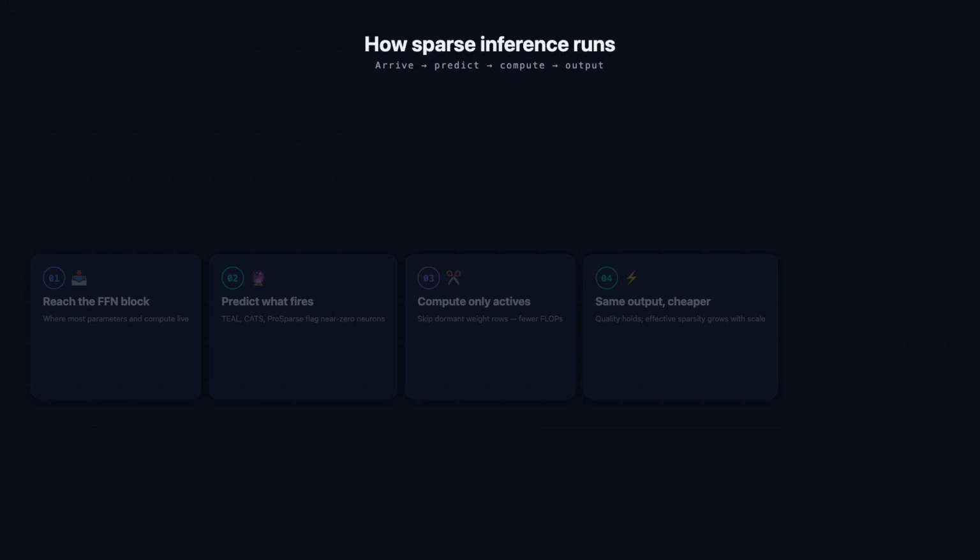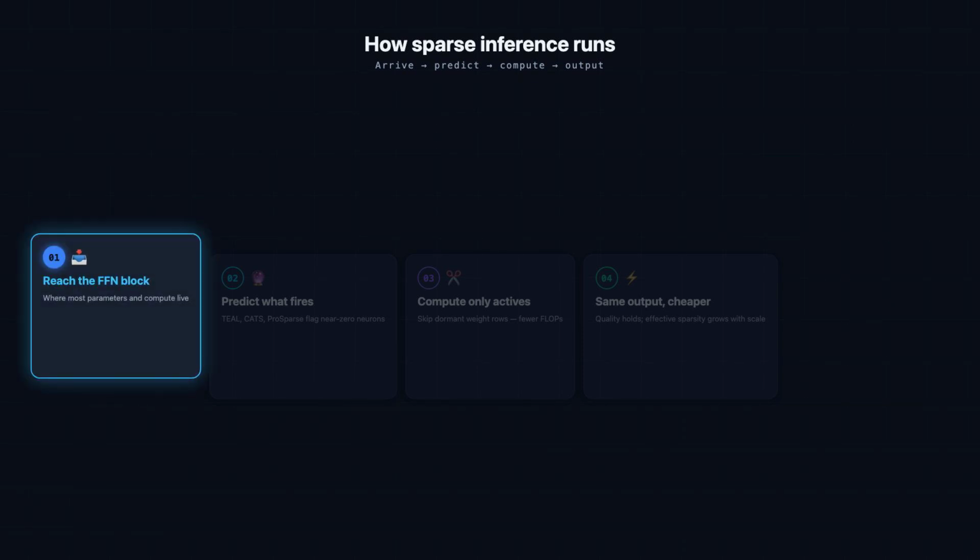So how do we actually turn that idea into faster inference? Follow a token through one sparse layer, step by step. A token reaches the feed-forward block, the part of each transformer layer that holds most of its parameters and does most of the heavy multiplication. In a dense model, this is exactly where the network spends the bulk of its compute. It is also, conveniently, where activation sparsity tends to be strongest, so it is the natural place to save time.